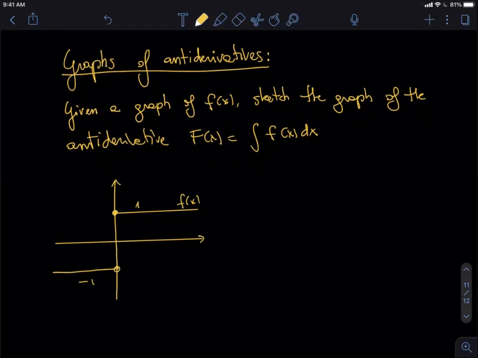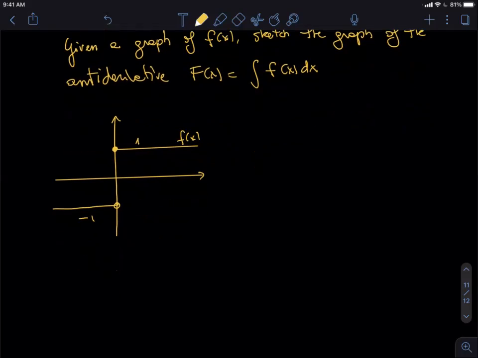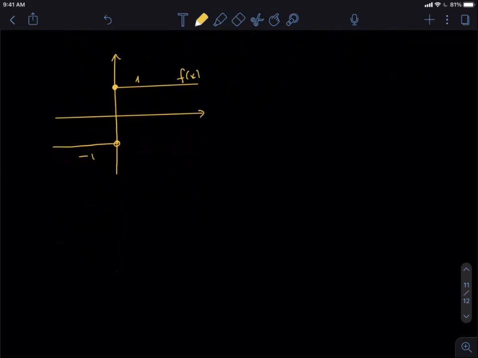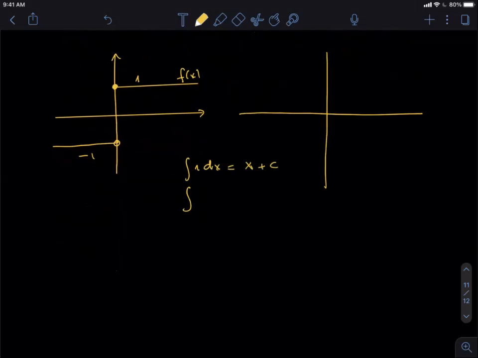And then, of course, here a possibility would be, let's do it here on the right. So when we take the antiderivative of 1, what we get is x plus c. And when we do the antiderivative of -1, it is -x plus c. Okay, that we know.